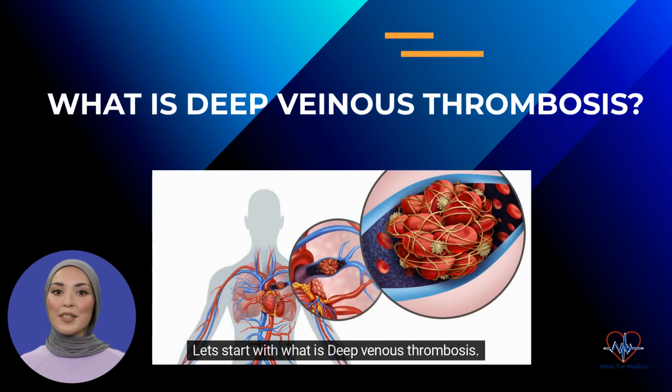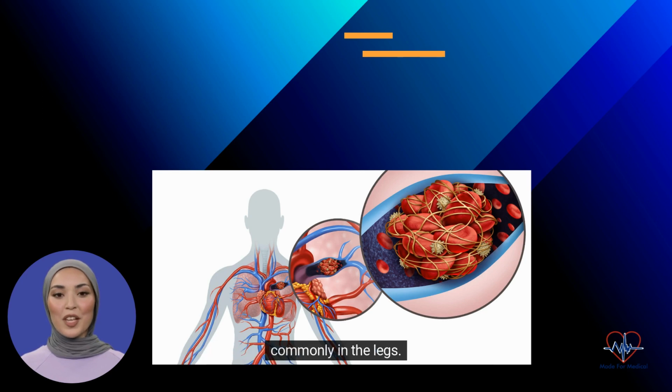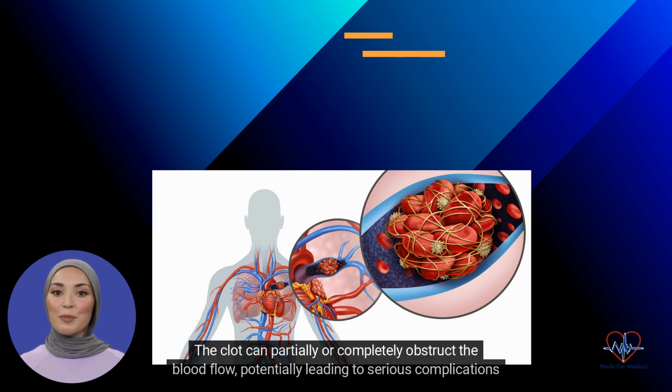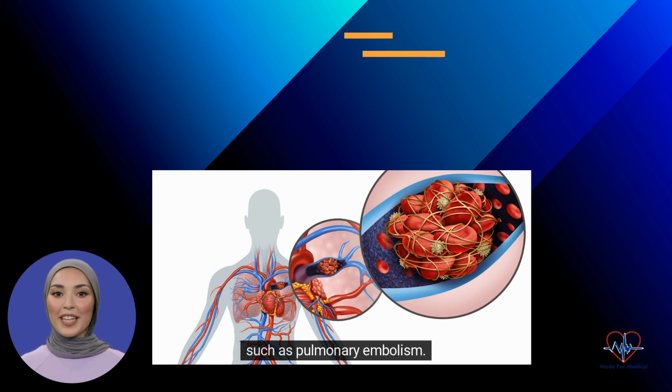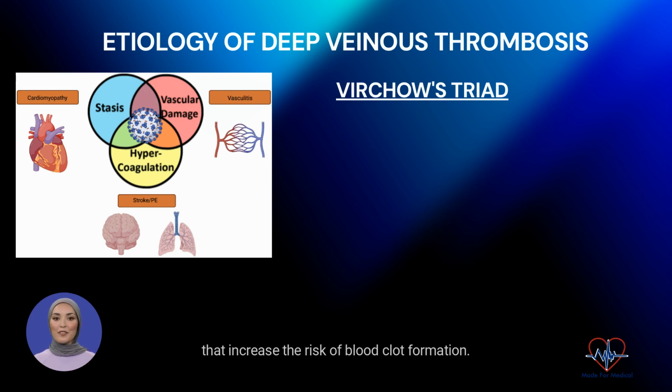Let's start with what is deep venous thrombosis. Deep venous thrombosis refers to the formation of a blood clot or thrombus within a deep vein, most commonly in the legs. The clot can partially or completely obstruct the blood flow, potentially leading to serious complications such as pulmonary embolism. The primary cause of deep venous thrombosis is a condition called Virchow's triad, which consists of three factors that increase the risk of blood clot formation.